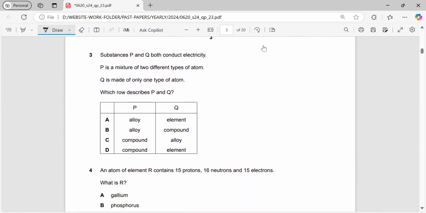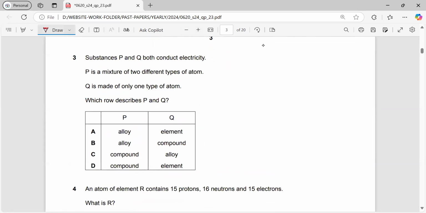Next, question number 3. Substances P and Q both conduct electricity. P is a mixture of two different types of atom. Q is made of only one type of atom. It means it's pure. It's made up of only one type of atom. Which row describes P and Q?